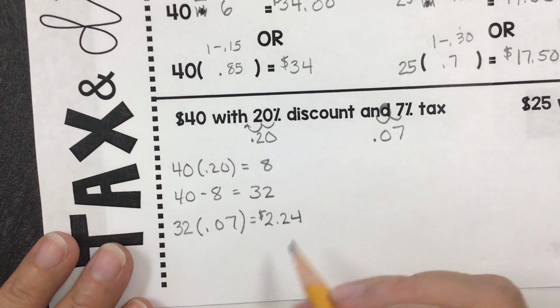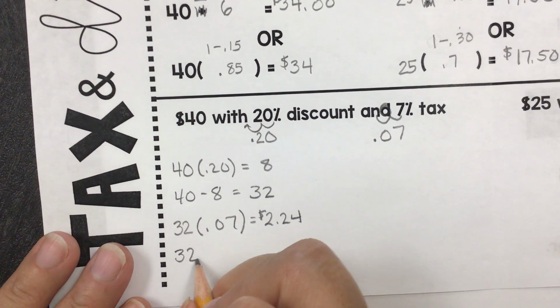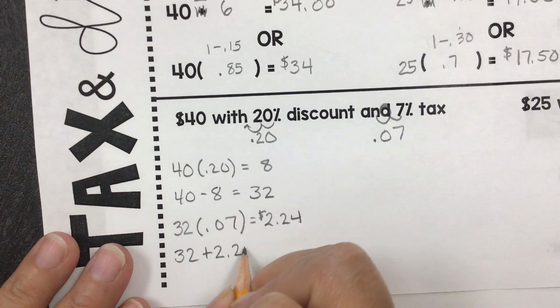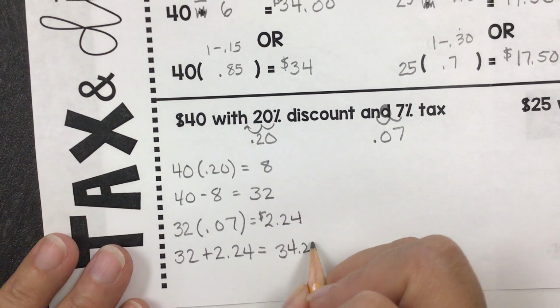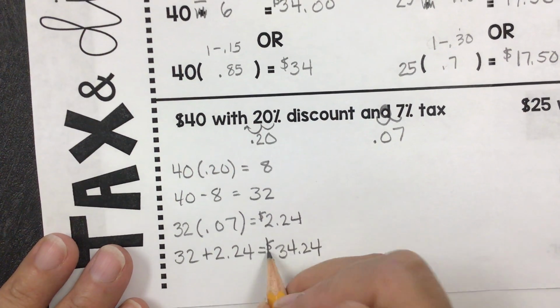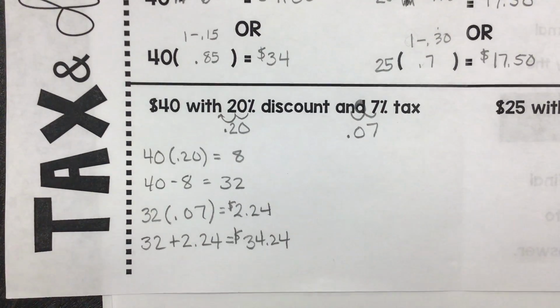So we're going to have to add the tax. 32 plus 2.24 is equal to 34.24 as your total amount out of your debit card. And if you like the other method, you're welcome to use it and see if you got the same answer as I did.